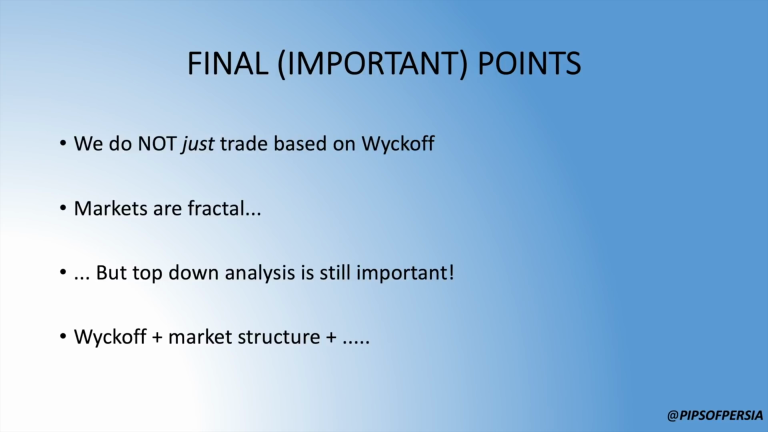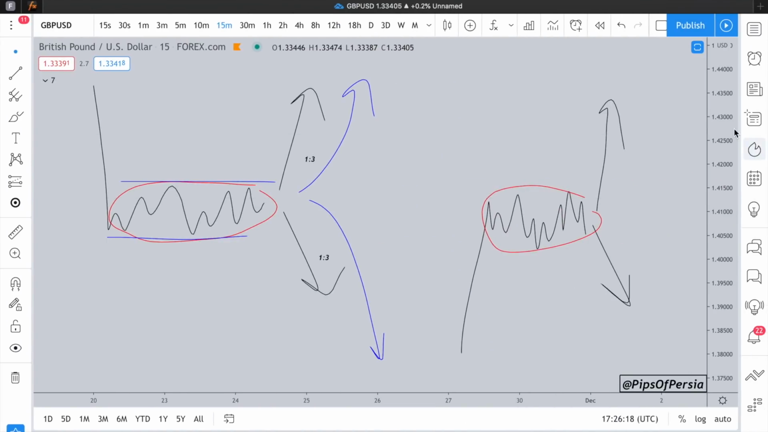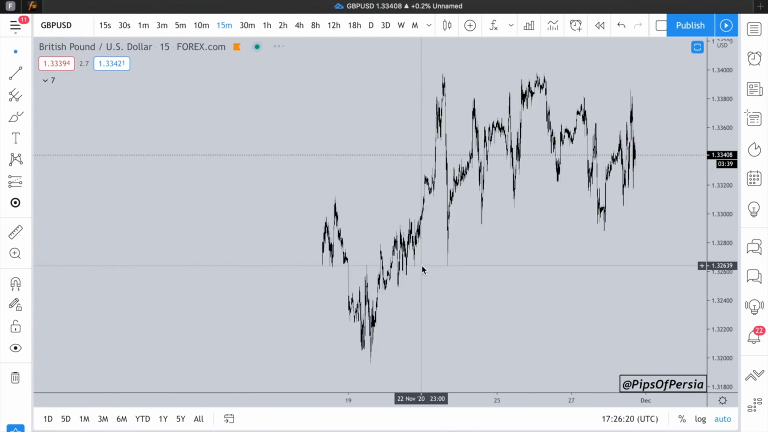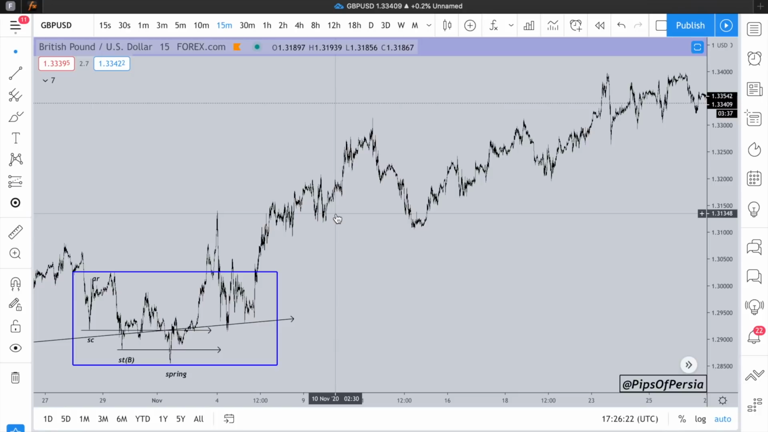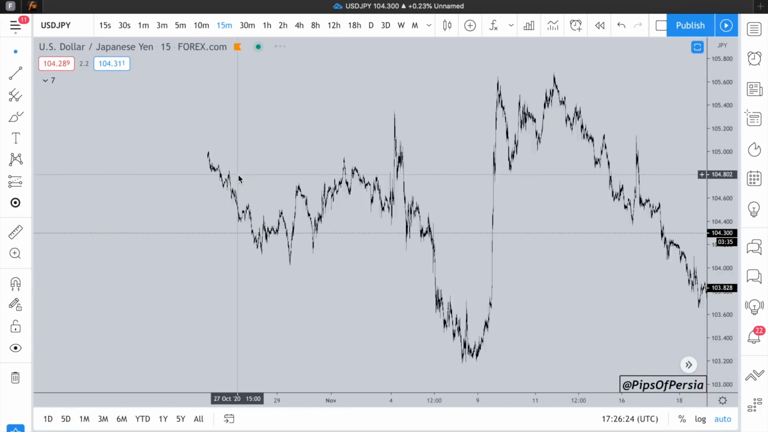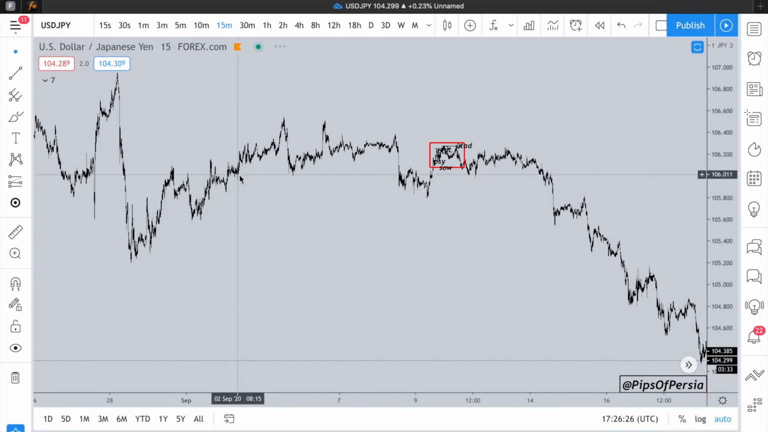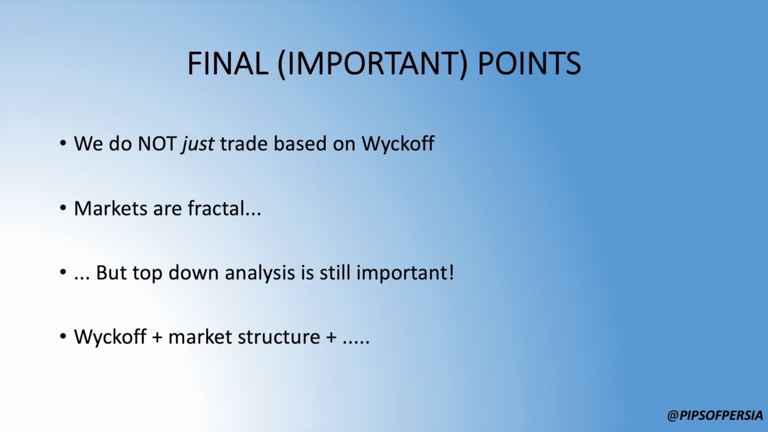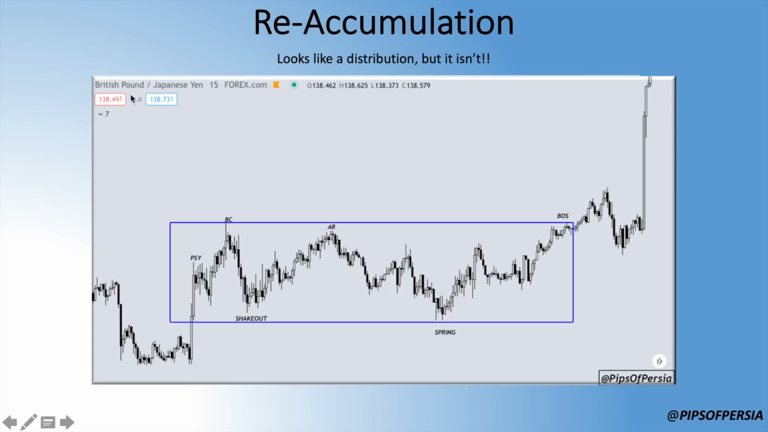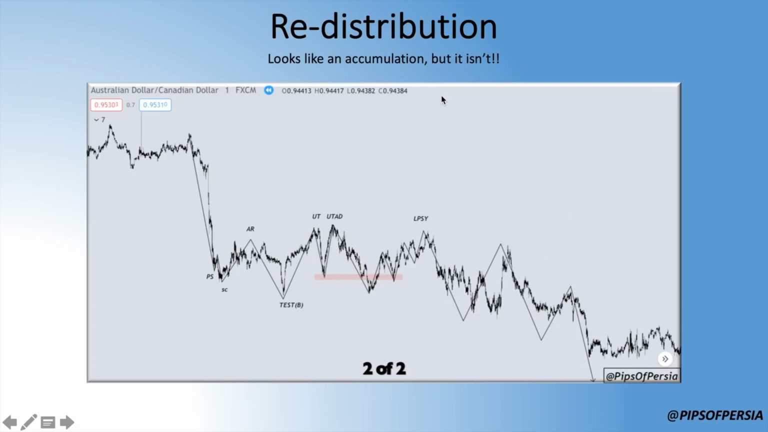Another confusing part of Wyckoff is what time frame do I actually analyze the chart based on Wyckoff concepts. It's important to understand that the markets are fractal. And if you didn't notice it in this video, let me go through that very quickly. The GBP USD example that we looked at was on a 15-minute time frame. The USD JPY example for a distribution that we looked at, this was on a 5-minute time frame. The reaccumulation scenario that we looked at, this is also the 15-minute reaccumulation, and the redistribution scenario is a 1-minute schematic.